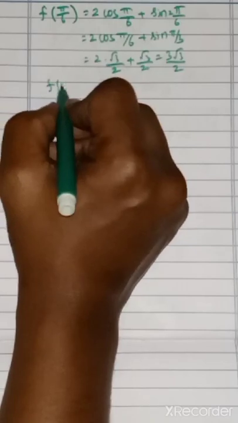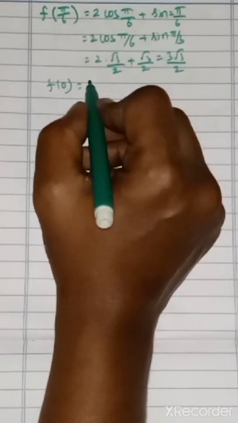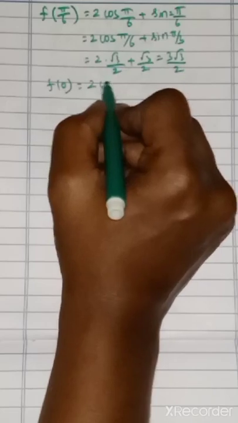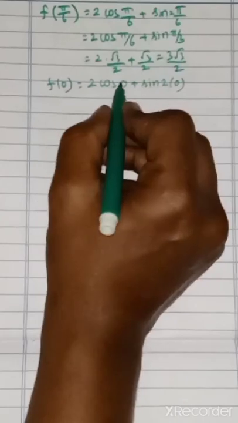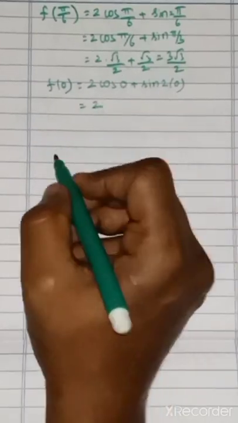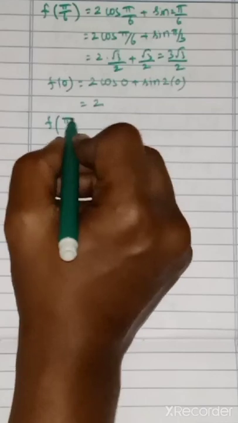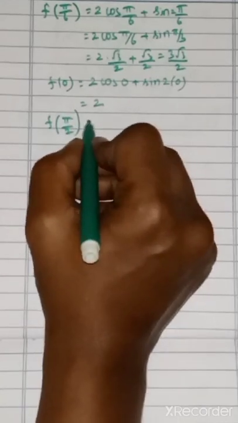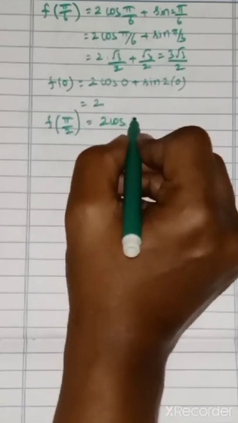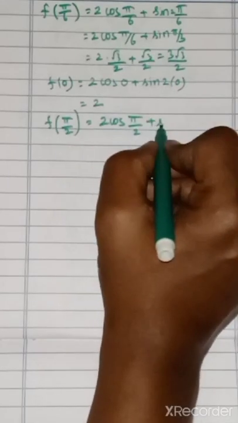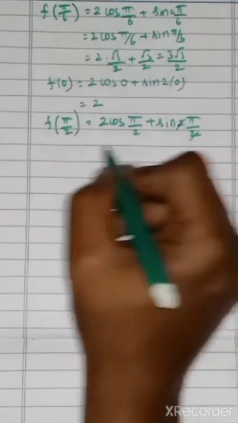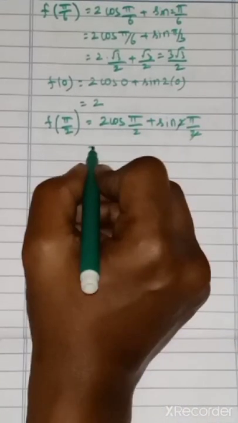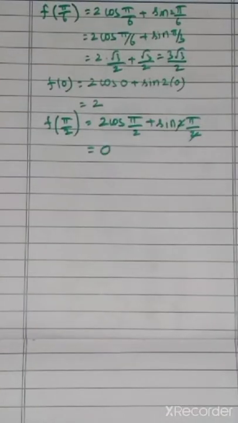Next, f of 0, that is f of 0 போட்டிங்கன்னா 2 cos 0 plus sine 2 0. So in the term full 0 ஆயிடும். Cos 0 is 1. So final answer is 2. f of pi by 2. So f of pi by 2 is 2 cos pi by 2 plus sine 2 pi by 2. 2 cancel ஆயிடும். In the term 0. So totally it is 0. Because cos pi by 2 is 0, sine pi is also 0.